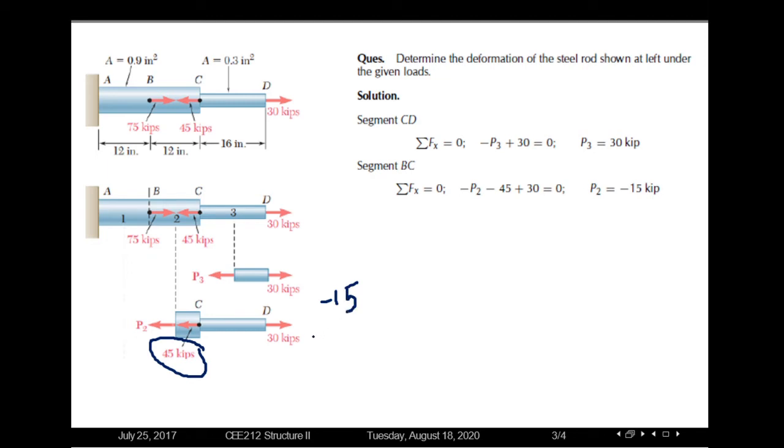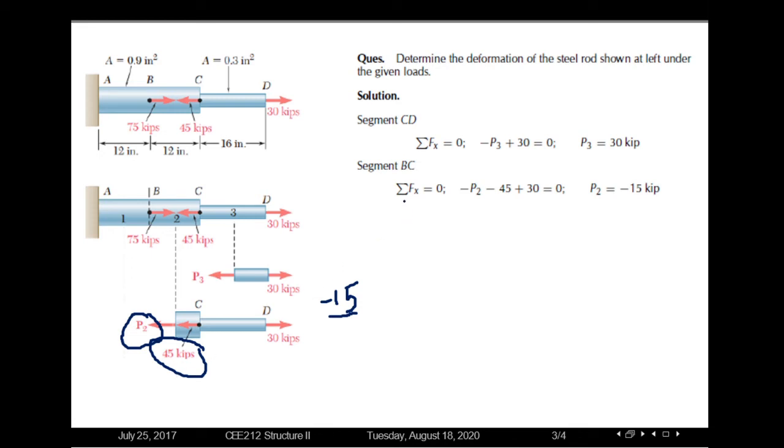As we know, according to the law of equilibrium, the same amount of force will be acting in the opposite direction in order to keep this beam in equilibrium state. So we have considered a load here, P2. The value of P2 will be minus 15. We can calculate this value of P2 using the equations of equilibrium also.